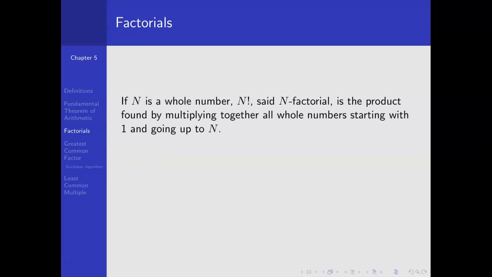Next, we are ready to talk about factorials. And factorials, you have probably seen this before. It's where we use the exclamation point. So if n is a whole number, n factorial, so right here, this notation, n with the exclamation point, is said "n factorial," is the product found by multiplying together all whole numbers starting with 1 and going up to n. So for example, here we have it written out, but for example, 4 factorial would be 1 times 2 times 3 times 4, which gives us 24 if we multiply it all together.